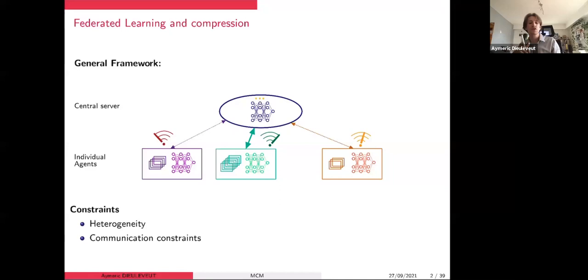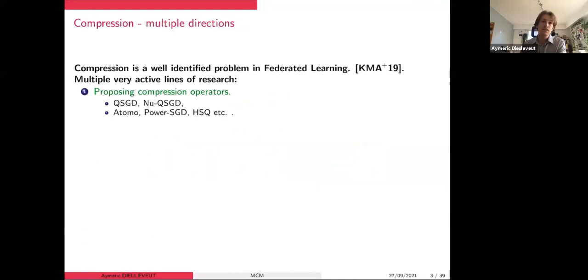But more generally, we want to reduce the amount of information that is communicated. And to do so, we're going to compress the information. We're going to use compression operators to basically reduce the size of the message which is sent from the local workers to the central server. And today, we're also going to focus on the other direction, meaning from the central server to all the workers. So this is a very active line of research.